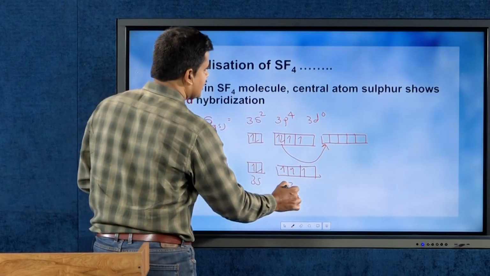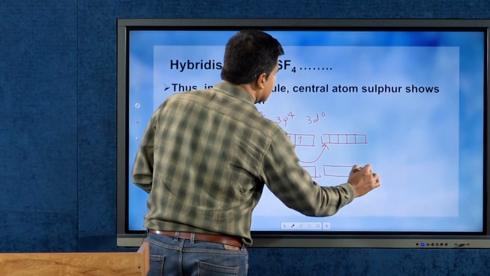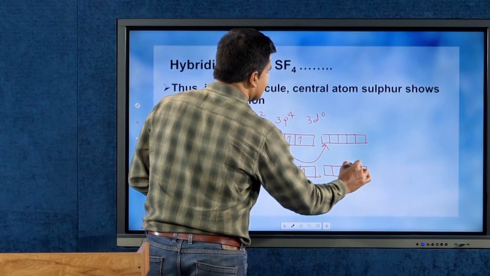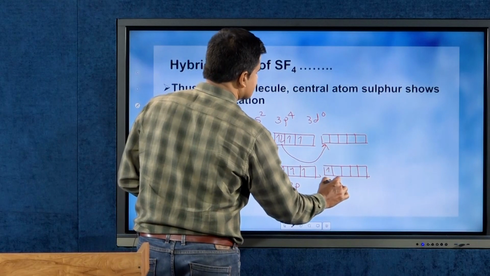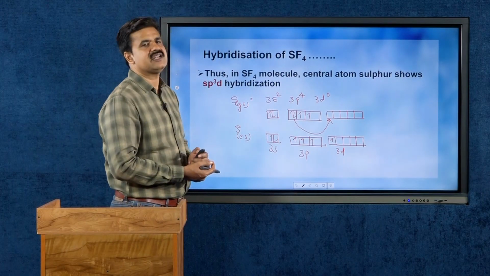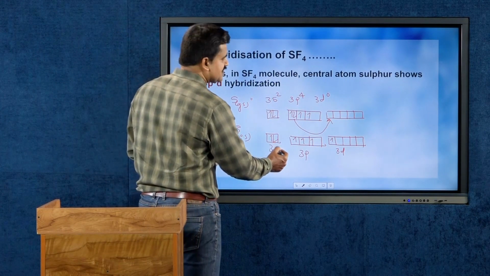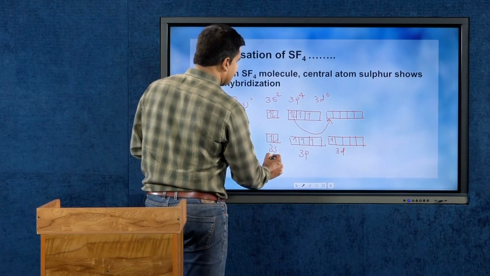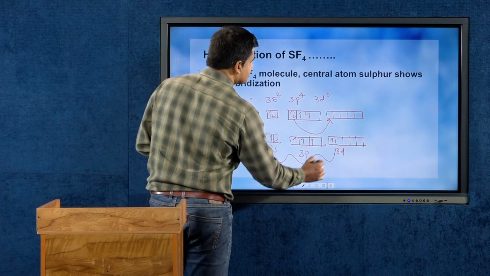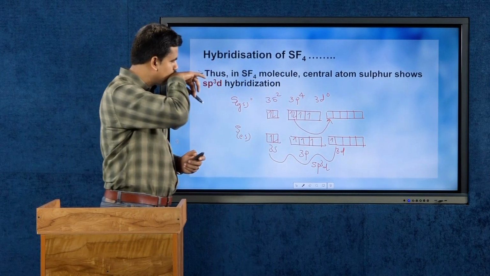The 3p orbitals are half-filled, and one electron just entered into the 3d. So, this is the 3d arrangement, and these orbitals with the electrons now undergo mixing, and the mixing is between the 3s orbital, 3p orbitals and 3d orbital. So, the hybridization scheme is nothing but sp3d hybridization.